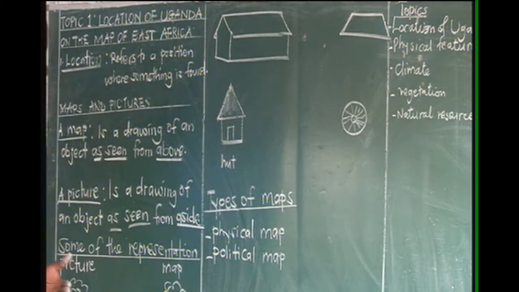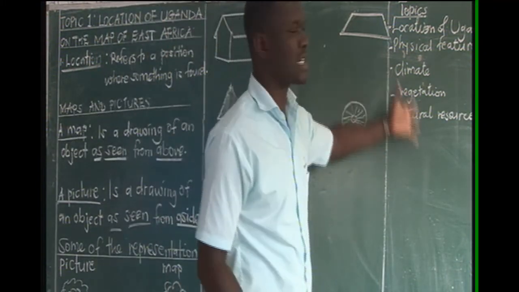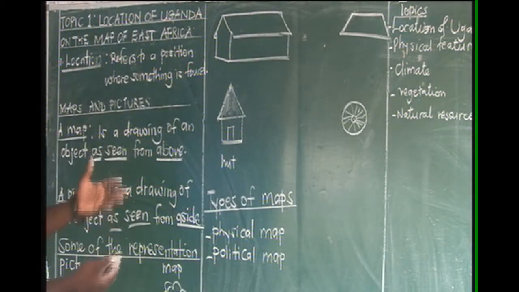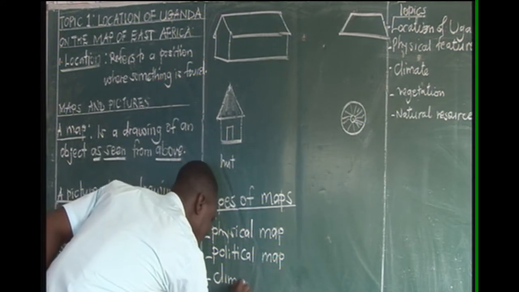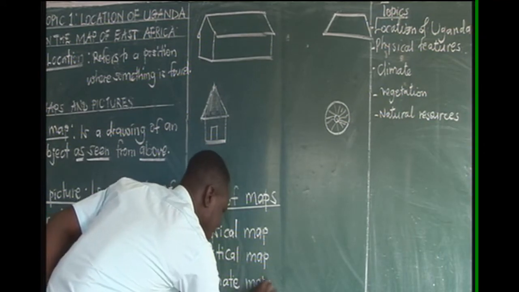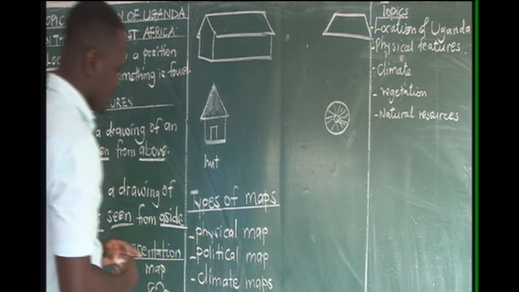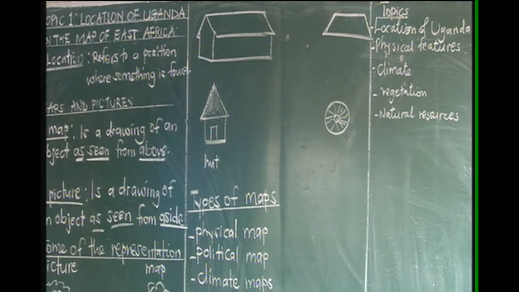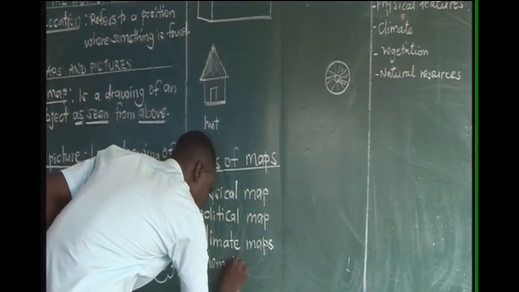We are also going to have a map, like a map of Uganda. I told you that we are also going to talk about climate. So you can have a map of Uganda showing the climatic regions. That one is what we can call a climate map. So those are some of the maps. Then you can have thematic maps.